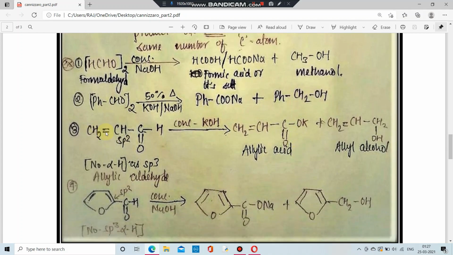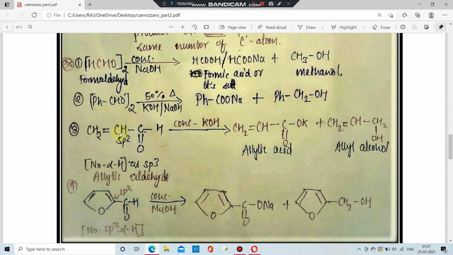Now we have taken another example. It is a type of allylic compound, an allylic aldehyde. Look, alternate bond having functional group. Look, this pi, single, double bond. Now look, this is a carbon and this is an alpha carbon. But this is not an sp3 carbon because of this pi bond.